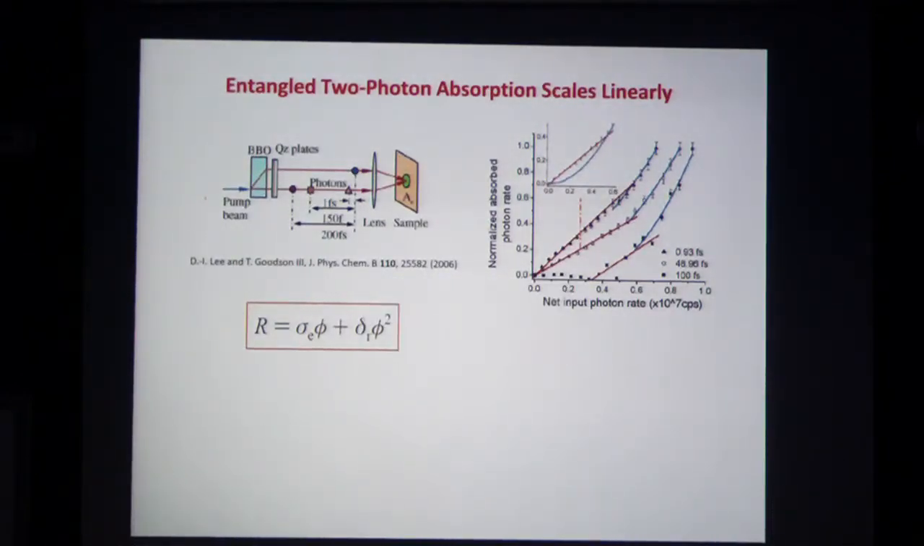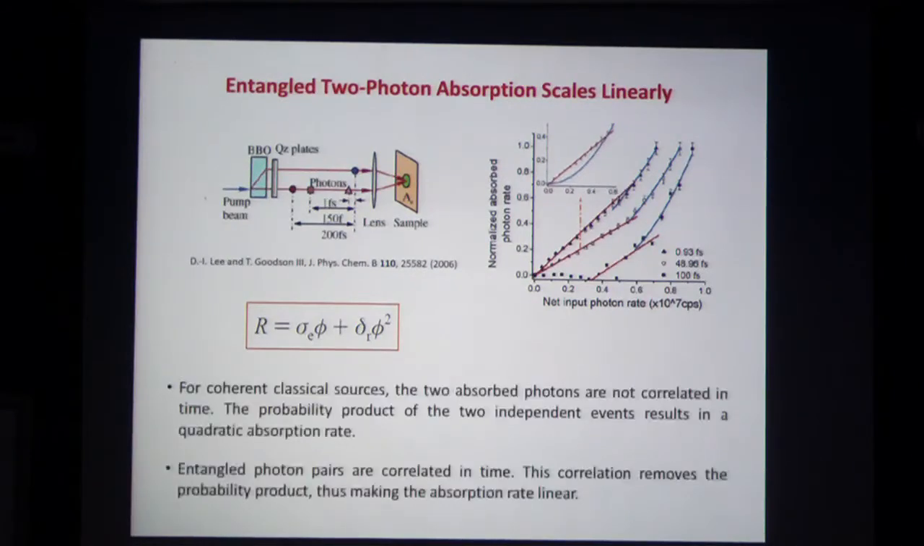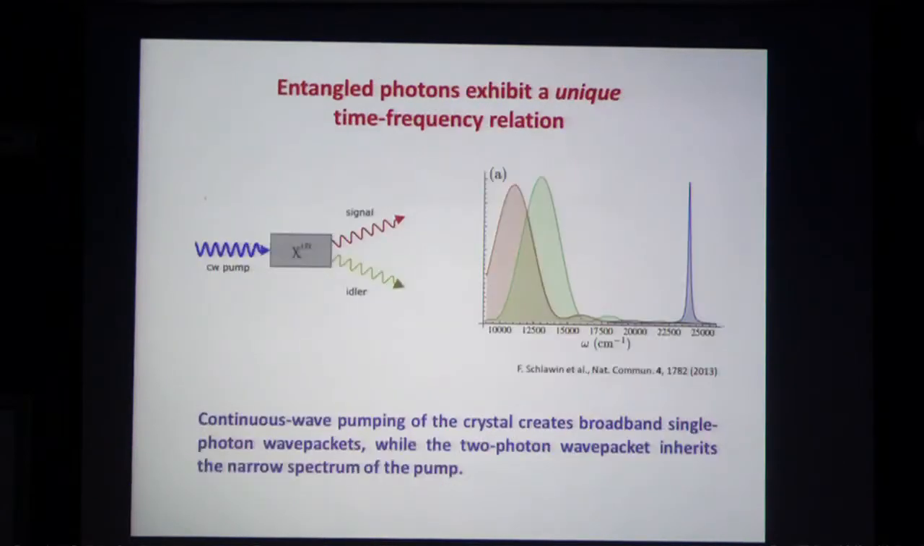Okay. So now we know that we can produce this two photon absorption, which is a nonlinear process, using a very low amount of photons, which is very, very good. This is one of the properties that is always highlighted in this type of experiments. And another property which is very nice from entangled photons is this one.